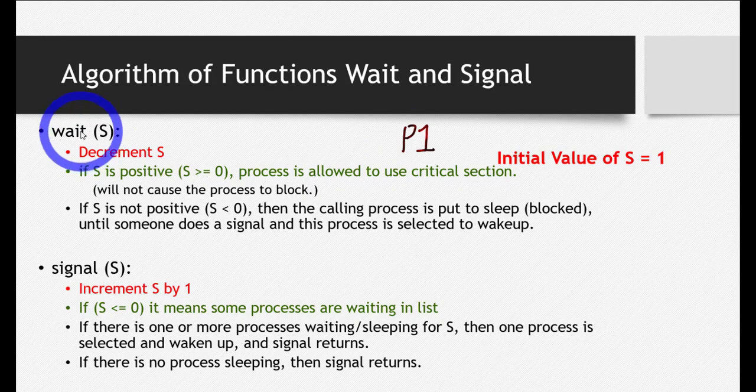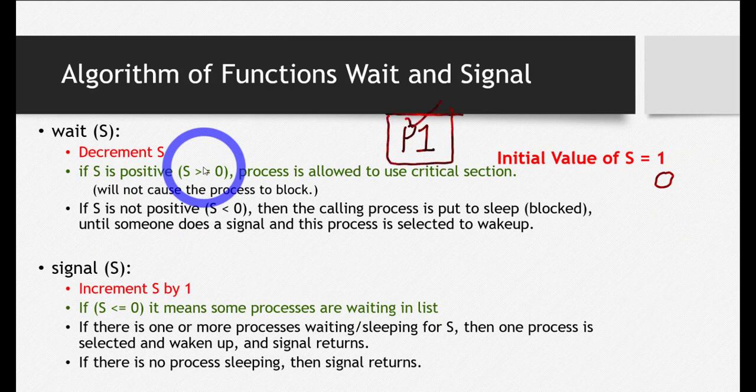So keeping that in mind, when P1 comes, it will definitely call the wait function. When it calls the wait function, the semaphore variable will be decremented. Right now the value of semaphore is 1. So after the wait function was called, its value became 0. Now let's see if this condition is true or not. If the value is positive or equals to 0, the process is allowed to use the critical section. So in this case, this condition becomes true. When it becomes true, this process P1 is allowed to use the critical section. So it will enter the critical section. Now P1 is using critical section.